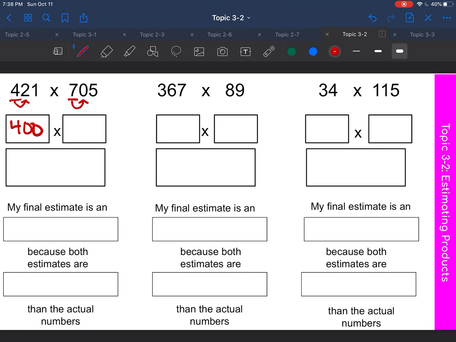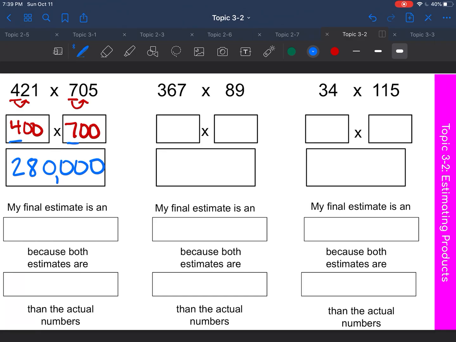Same thing with 705. Find your place, look next door. That 0 tells the 7 to stay. It becomes 700. So now I have 400 times 700. My basic fact is 4 times 7. Okay, 4 times 7 is 28, and we have 4 zeros.